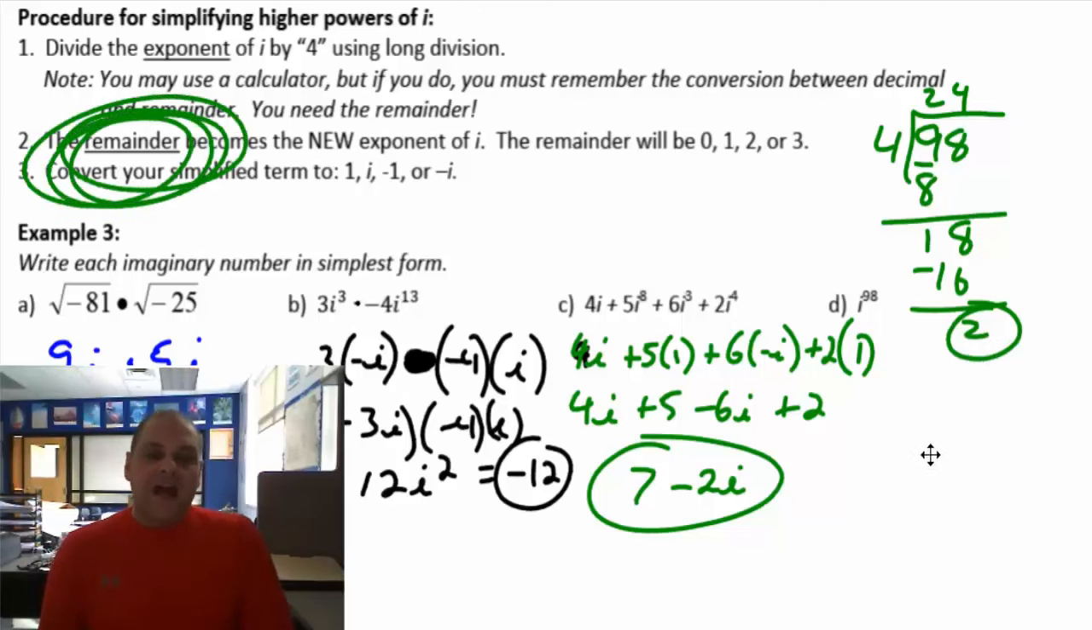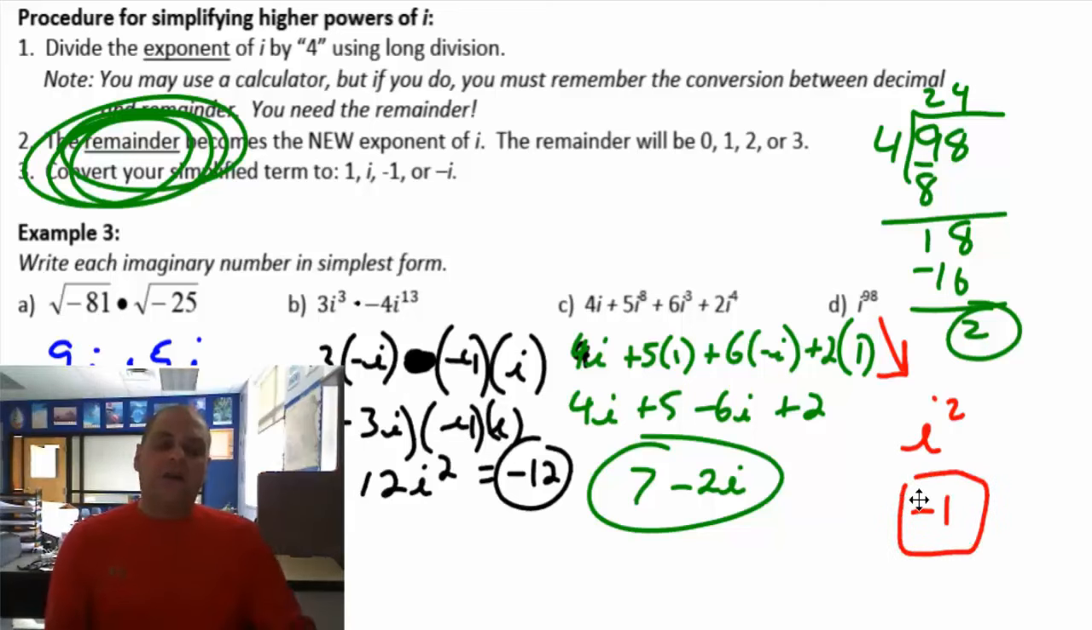That remainder, write this down, becomes the new exponent. So i to the 98th is i squared. i to the 98th becomes i squared, and now simplify it. We know i squared is negative 1. So you get all the way down to negative 1. So i to the 98th reduces down to i squared after you divide it out, and then it becomes negative 1. I'll see you in class tomorrow.